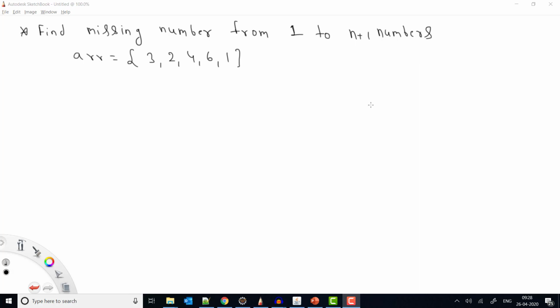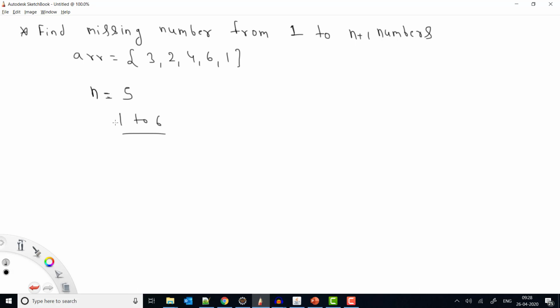We'll see the missing number in an array. So basically we are given an array and numbers from 1 to n plus 1. Here n is the length of the array. In this case n equals 5 because the length is 5. So 1 to n plus 1 means numbers from 1 to 6 in this case.